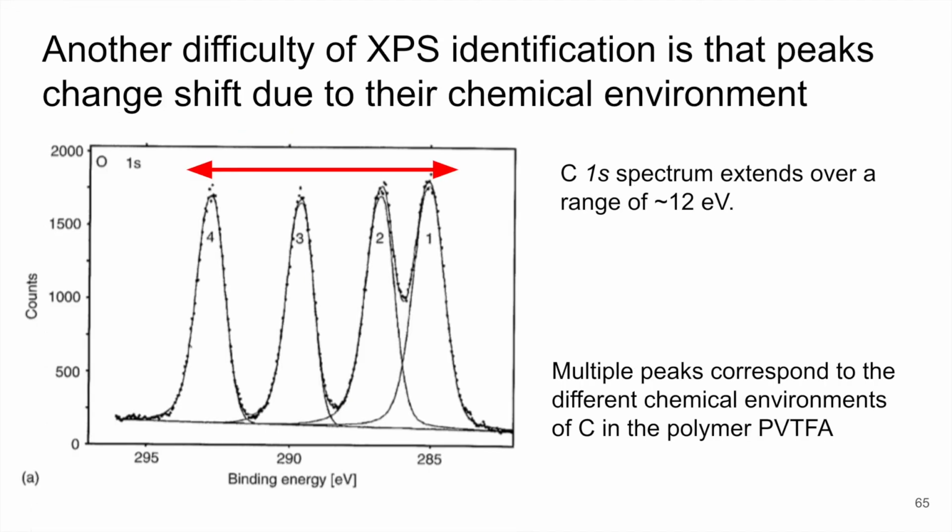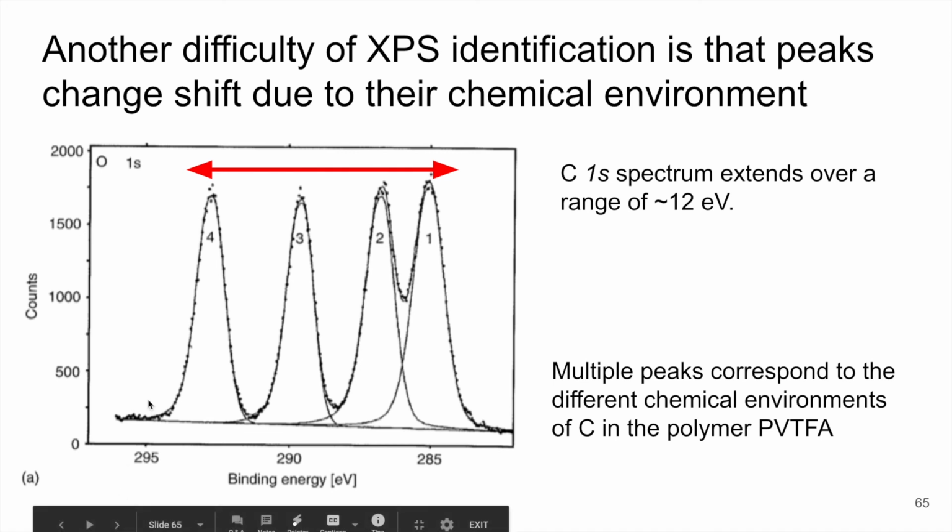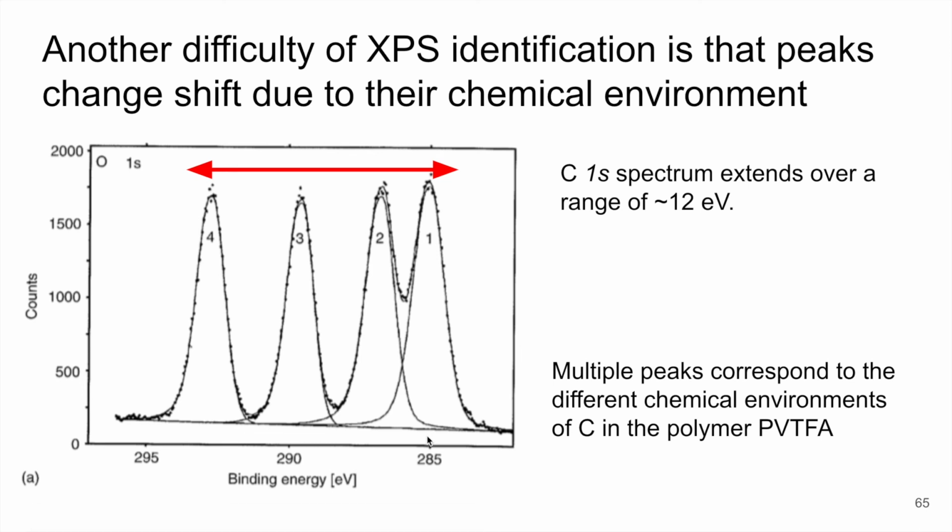All right. So one thing that I'm going to bring up here can be another difficulty of XPS identification, and it's that peaks can shift, and they can shift because of their chemical environment. So I just mentioned that carbon peak. That's the carbon 1s peak, and it should be at around 284.5. However, when we talk about the carbon 1s range, we often talk about a range of over 12 electron volts, because carbon can change depending on the local chemical environment of carbon.